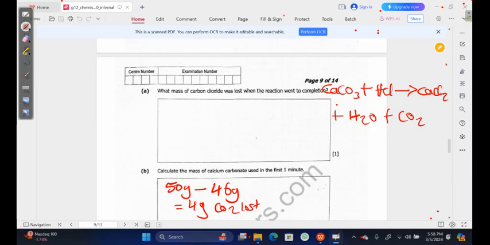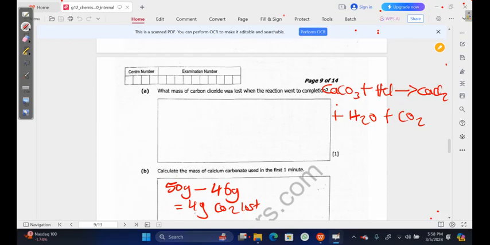So we go now to our reaction here. You compare the calcium carbonate and the carbon dioxide. They are in which ratio? You can see here they are in the ratio of 1 to 1, and these are molar ratios. And in 1 minute we've been told that the mass of carbon dioxide here is 4 gram.